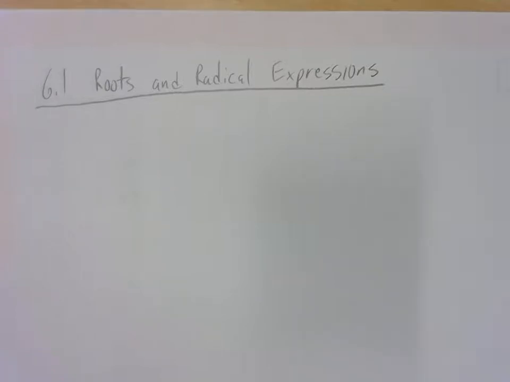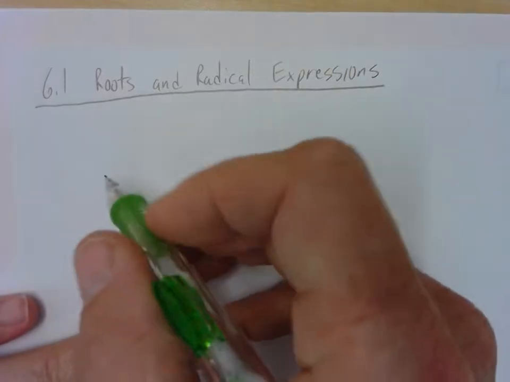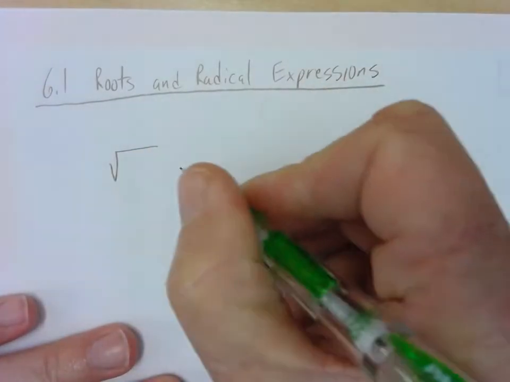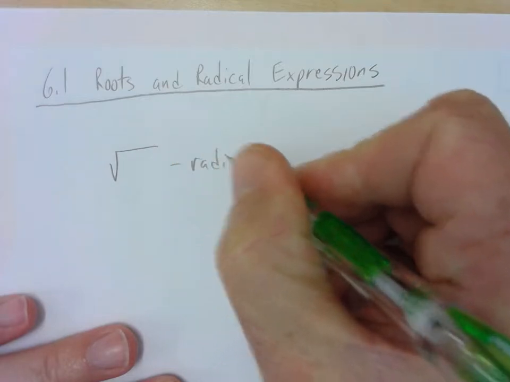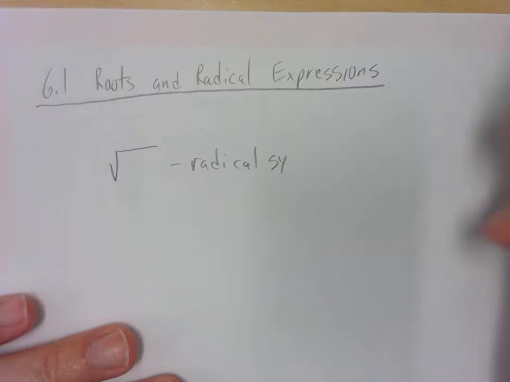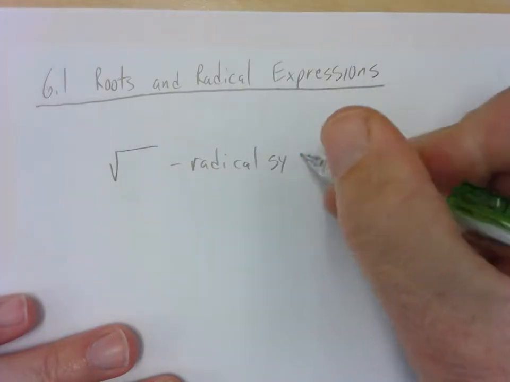Welcome to section 6.1, Roots and Radical Expressions. The first thing I'm going to show you is a symbol. This symbol is called the radical symbol, and it's used for taking different roots, square root, cube root, etc.